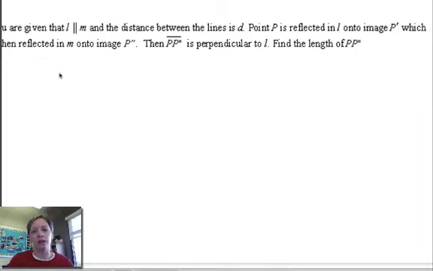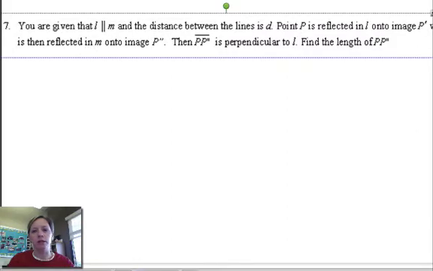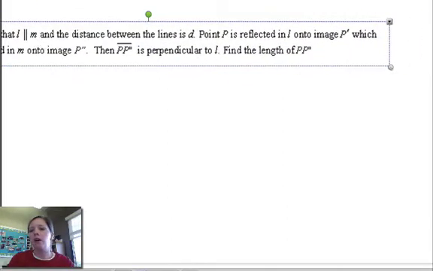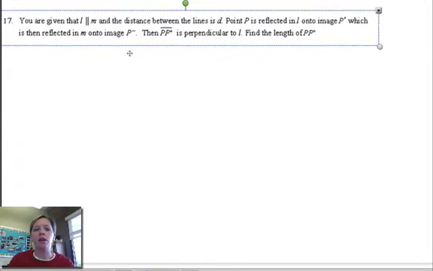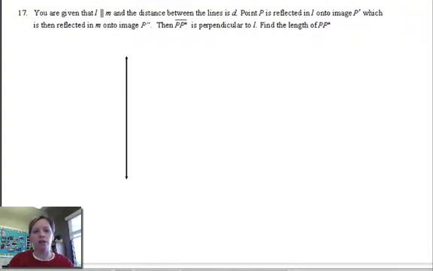Alright, so everybody had a really hard time with this problem. Let's see if I can get the whole problem on here. Might have to shrink this a little bit. Here we go. Given that line L is parallel to line M, the key to this problem, of course, is to draw a picture. So let's just begin. Here's line L, here's line M. We should label those so we can keep track of which is which. The distance between those two lines is D. So that means from here to here is D units.